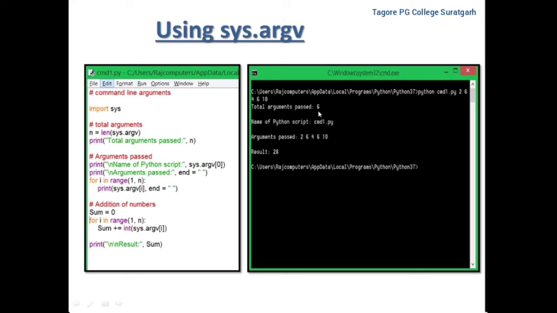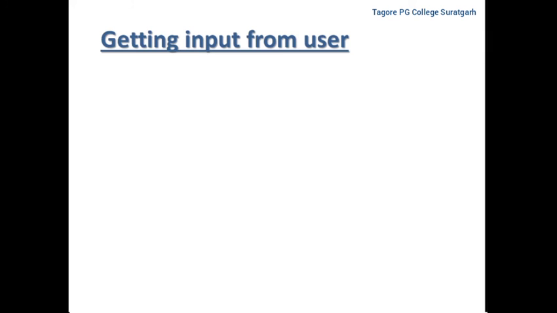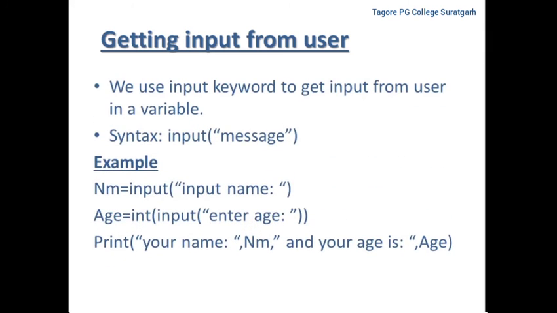The total arguments passed are 6, and the name of the Python script it has printed, that is cmd1.py, and the total arguments passed are displayed here, and we had summed or added these arguments, so the result is 28. So in the same manner, you also have to run this type of file with command line arguments. So how will we get the input from the user? We have already discussed this in the previous sessions, but at this time we will say it again.